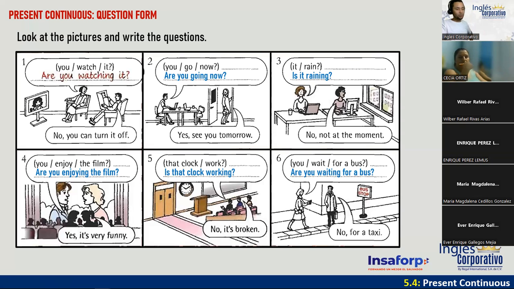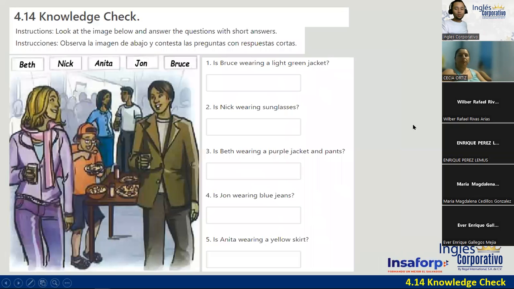Ahí es como identificamos que son yes, no questions. Okay, let's continue. Now let's check que esta sería básicamente la última parte de esta sección 4. Instructions, look at the image below and answer the questions with short answers. La instrucción es, aparece en español, observa la imagen de abajo y contesta las preguntas con respuestas cortas. ¿Verdad? Aparece Beth, Nick, Anita, John, and Bruce.